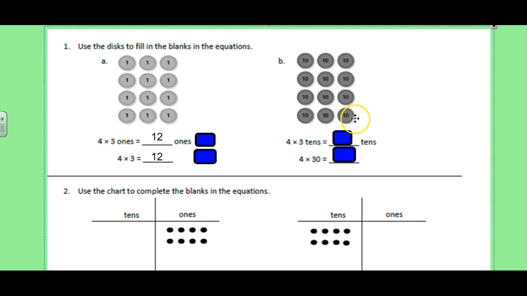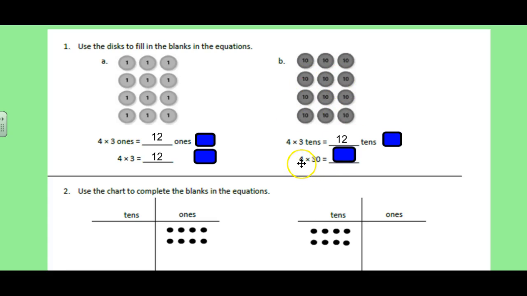So now I'm coming over here and my place value disks are worth 10. So now I have 4 times 3 tens. So when you count how many tens you have in all, I want you to put that number right here. Okay, so in all, I have 12 tens because there are 3, 6, 9, 12.